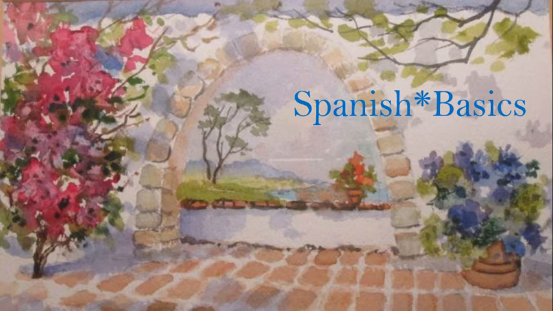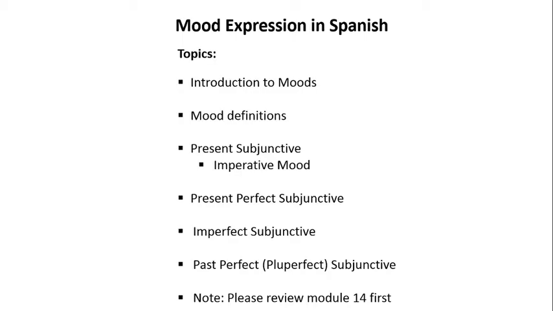In this module, I'll speak to you about expressing moods in Spanish. Here is a list of topics. We'll begin with an introduction to moods, then speak to mood definitions, then I'll get into the present subjunctive and the imperative moods, then I'll present the present perfect subjunctive followed by the imperfect subjunctive, and lastly the past perfect or the pluperfect subjunctive. Please note it would be really good for you if you would review Module 14 before you begin this module.